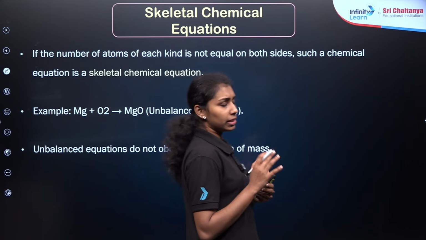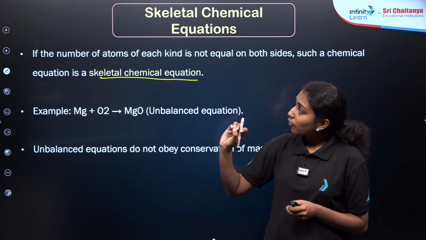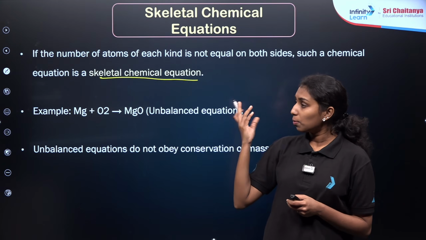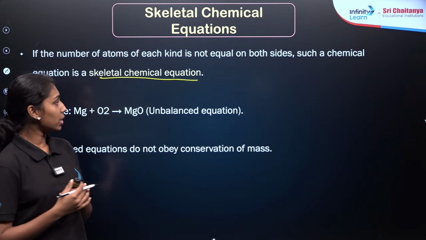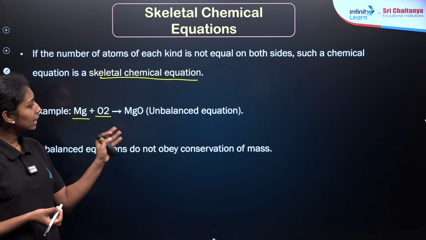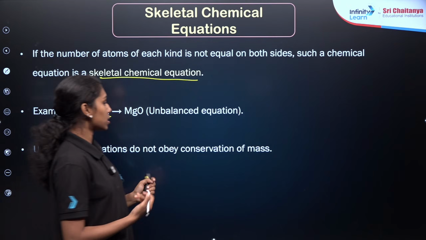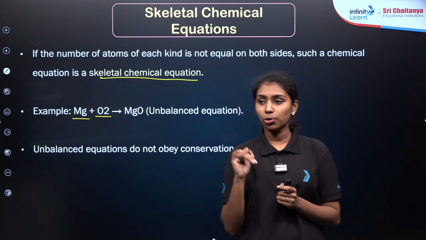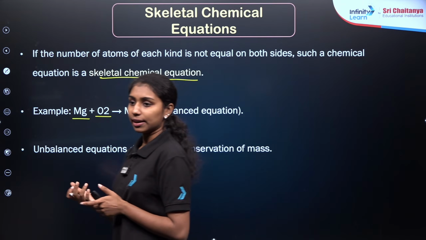So again, what do you mean by a skeletal chemical equation, right? If the number of atoms of each kind is not equal on both sides, that equation is known as a skeletal chemical equation. So we simply write magnesium plus oxygen forms magnesium oxide. This is the unbalanced chemical equation or skeletal chemical equation. Now we can balance this equation according to our law of conservation of mass, right? How can we balance this? We have already seen, right?